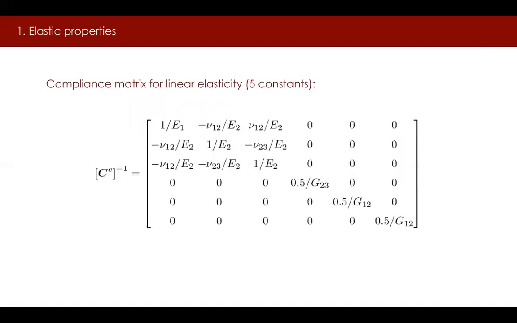For a transversely isotropic material, we can also construct an elastic compliance matrix, which is the inverse of the elastic stress-strain matrix. Here, the compliance matrix is expressed in terms of more meaningful elastic parameters such as the elastic modulus E1 in the direction perpendicular to the bedding plane, E2 on the plane of isotropy, 2 Poisson's ratios, and 1 shear modulus. The second shear modulus that appears on this slide is not an independent constant, but can be determined from the other 5 elastic constants.